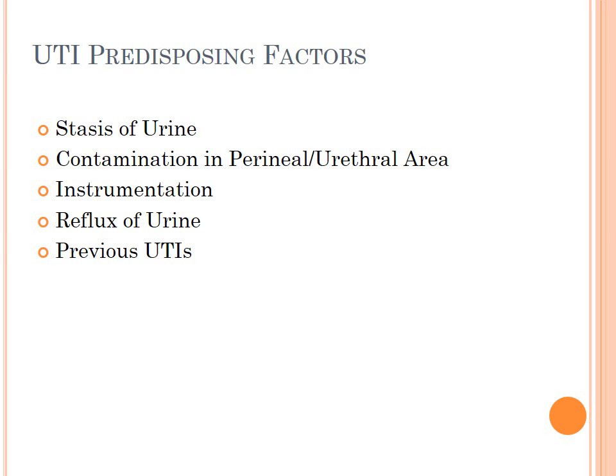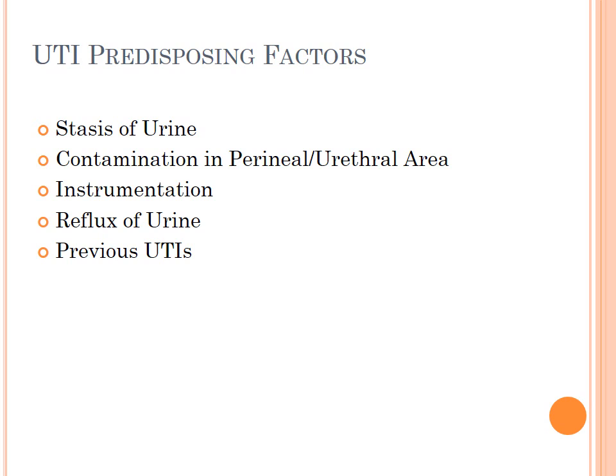Contamination of the perineal or urethral area from feces generally is a big culprit from improper cleansing. It could occur from sexual intercourse where bacteria are entered into the urinary meatus, or an infection in the area such as vaginitis, epididymitis, or prostatitis can all contribute to contamination of that perineal or urethral area.